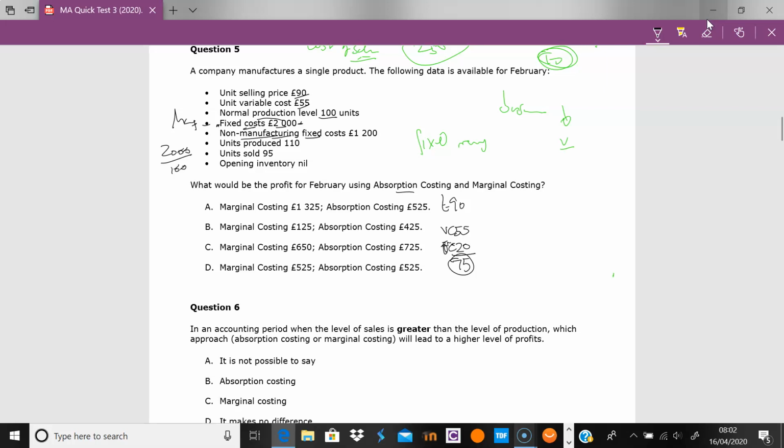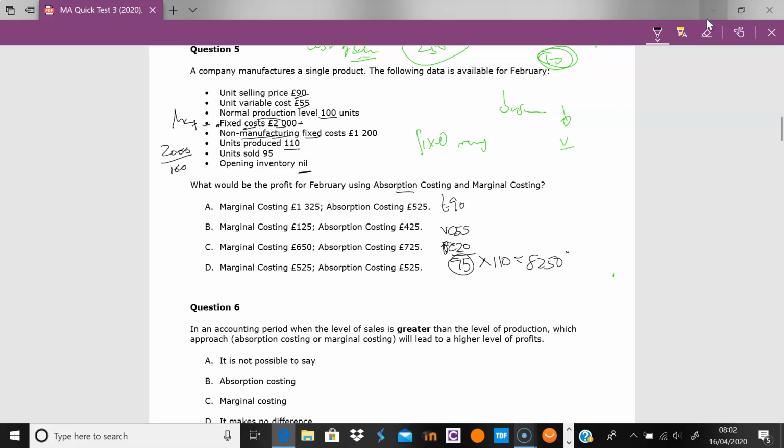So let's look at what happens. I don't have any inventory at the start of the year. I then produce 110, so I make 110 units. So that's 75. Again, 75 times 110 gives me 8250.